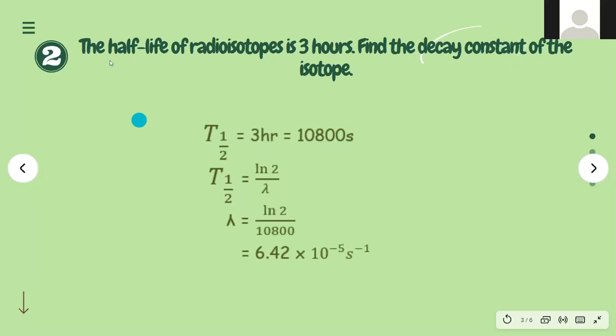Second question, this is from a module, by the way. The half-life of a radioisotope is 3 hours. Find the decay constant of the isotope. First we change the unit to seconds, and we know that the formula of half-life is ln 2 over lambda. We reorganize this formula to get lambda equals ln 2 over the half-life, and the answer is 6.42 times 10 to the power of negative 5 per second.